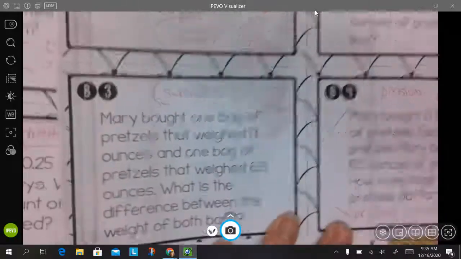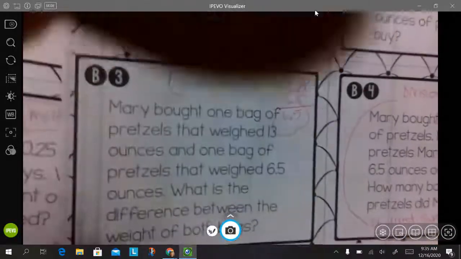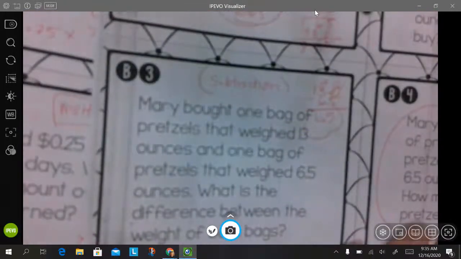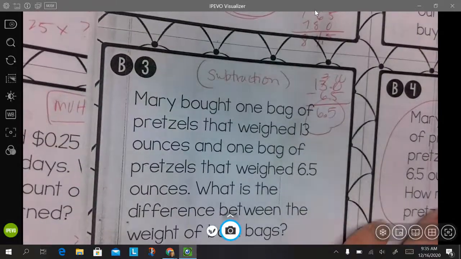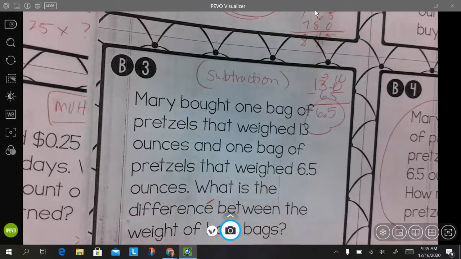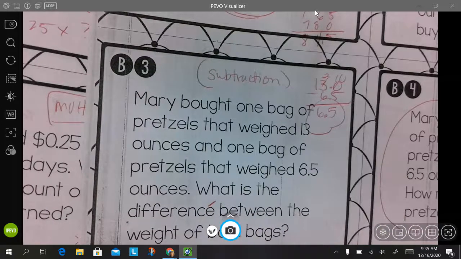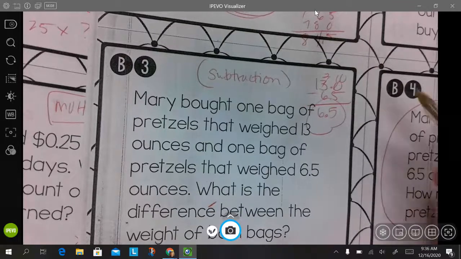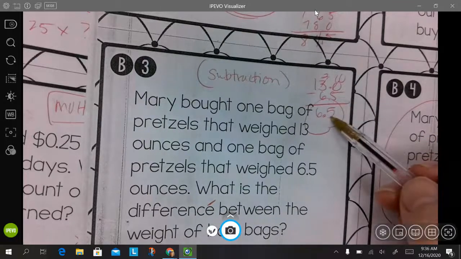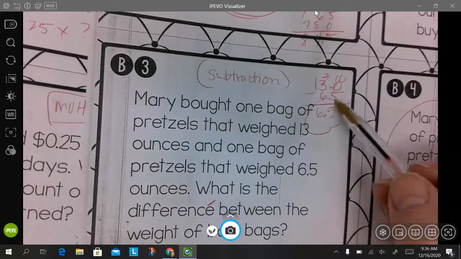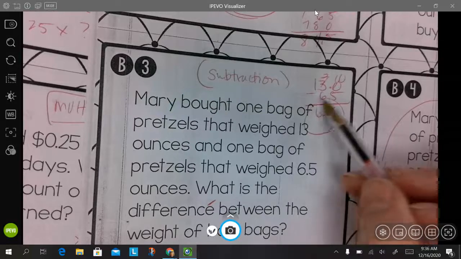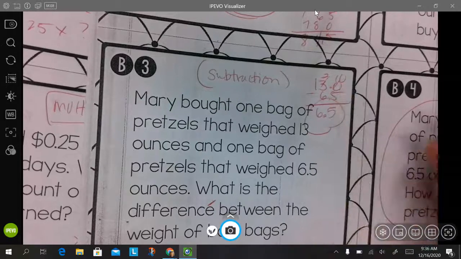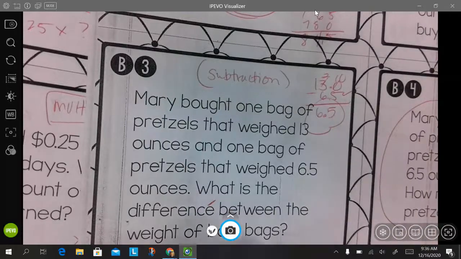Here's B3. Here's subtraction. Okay? Mary bought one bag of pretzels that weighed 13 ounces and one bag of pretzels that weighed 6.5 ounces. What is the difference? Well, difference, that means subtraction, right? Between the weight of the bags. Well, the difference between these two is 6.5. And you can either use subtraction or you can use addition. You can think, well, if one is 6.5, what's the remaining to get back to 13? It's 6.5, okay?